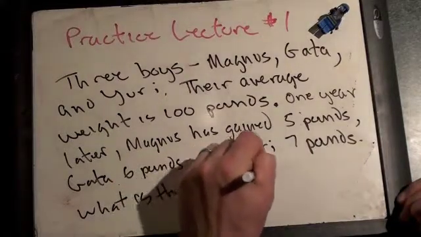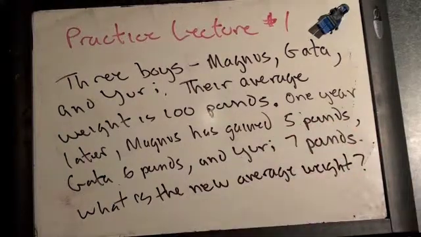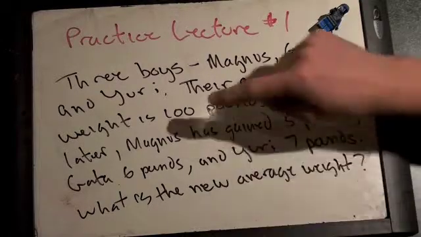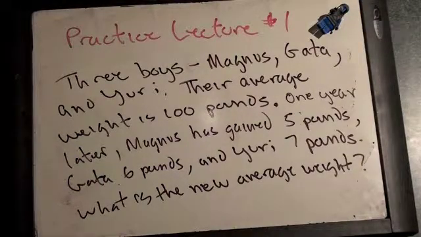So you have 3 boys, and you don't know how much they weigh, but you do know that at the beginning their average weight was 100 pounds. I know what the new average weight is. Well, how did you figure it out? Well, I knew that 100 plus 6 and 7 is 113, and then you just add the 5, which is 118. So you think their new average weight is 118? Yep.